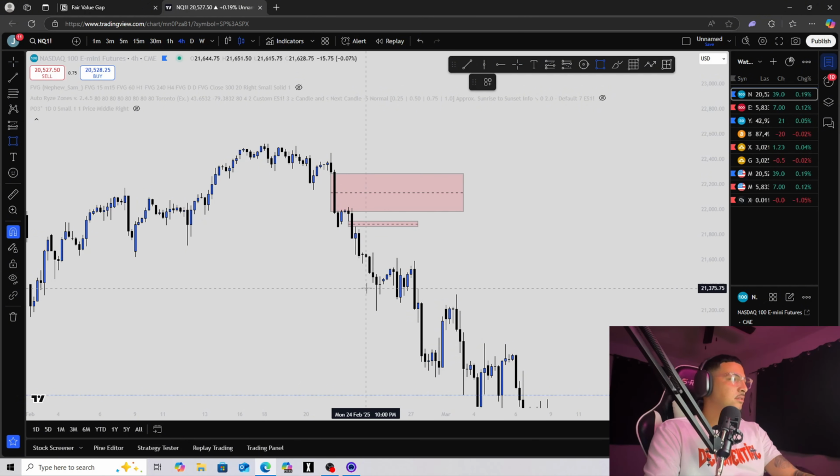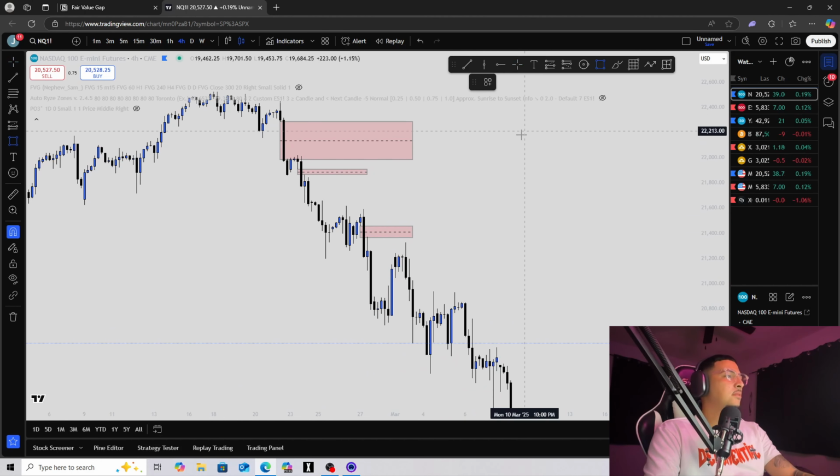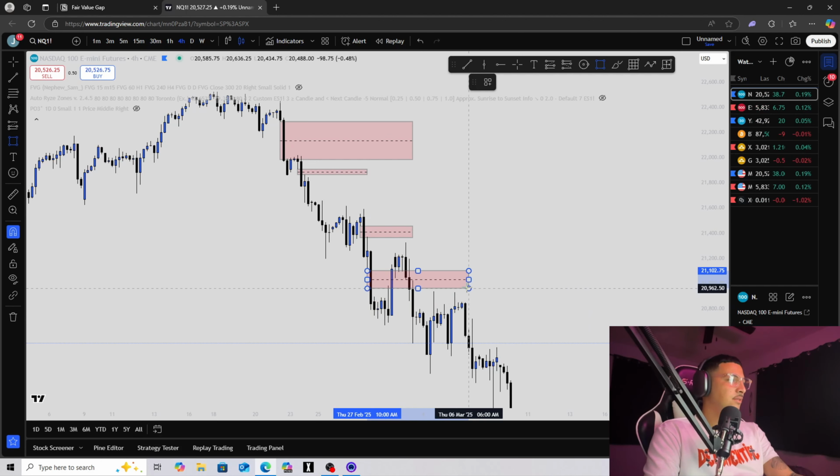We have another one right there. Another fair value gap. You can see them always. Market's gonna tap it, continue down. Look, it almost touched it, but it didn't touch it, and continued its way down. You have another fair value gap right here.